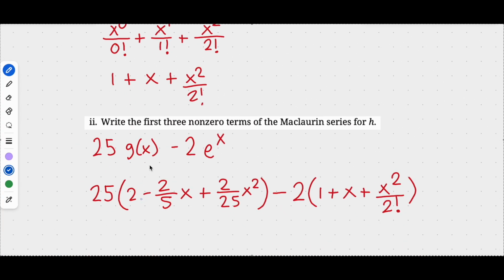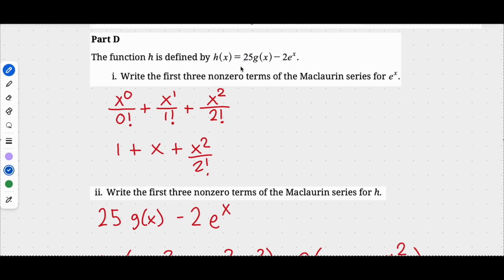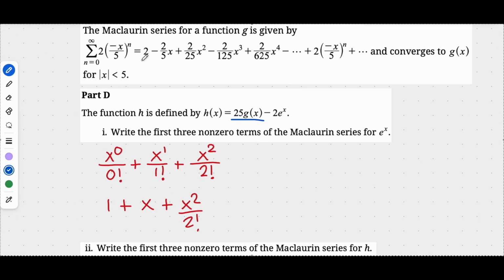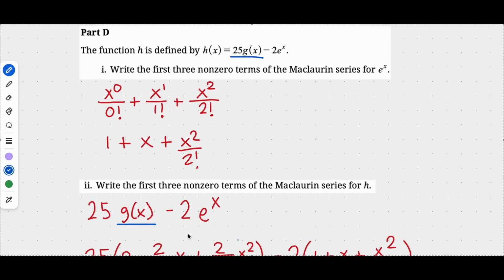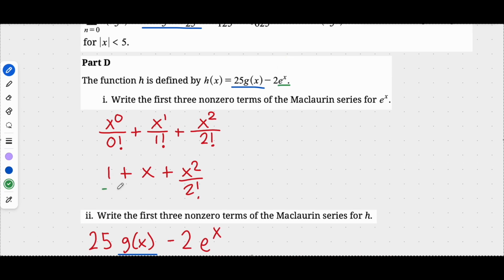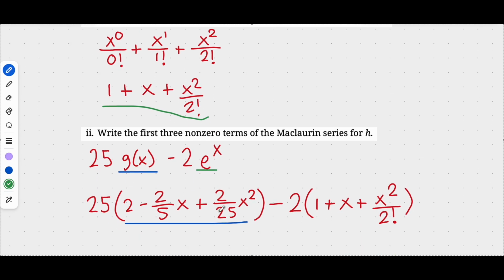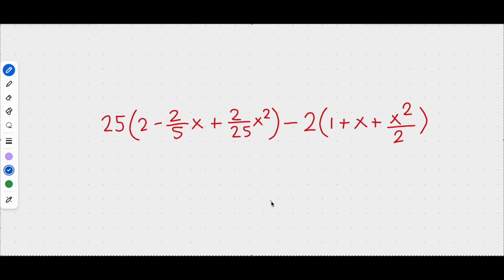Okay, and then for part 2, we are doing it for h, the first three terms of h. h was this thing, 25 times g of x. So for g of x, we need the first three terms of that. So plug that in for g of x, first three terms. And then we need the first three terms of minus 2 times e to the x. First three terms of e to the x, which we wrote here. So plug that in for e to the x. There you go. That is your answer. You don't have to distribute the 25 and 2 and combine like terms. No simplifying on this exam.